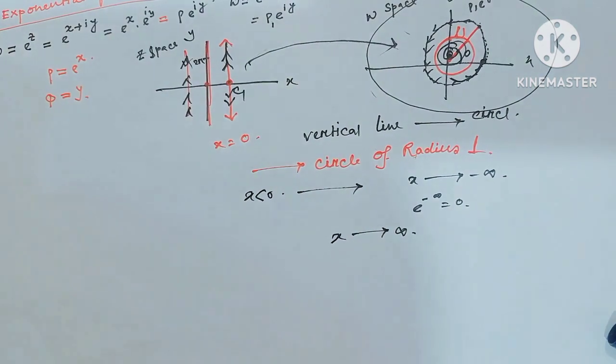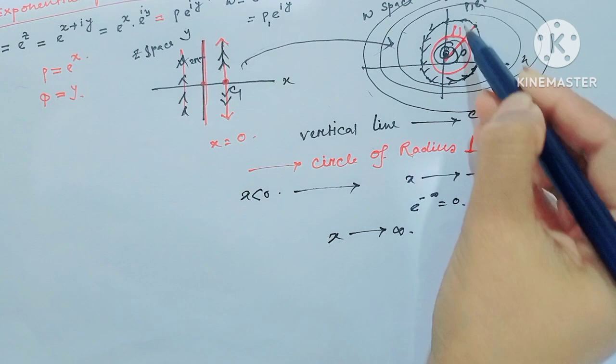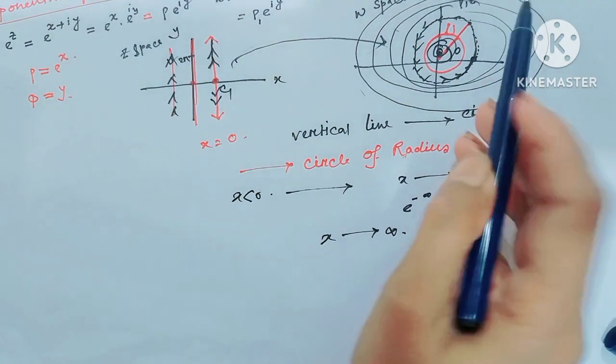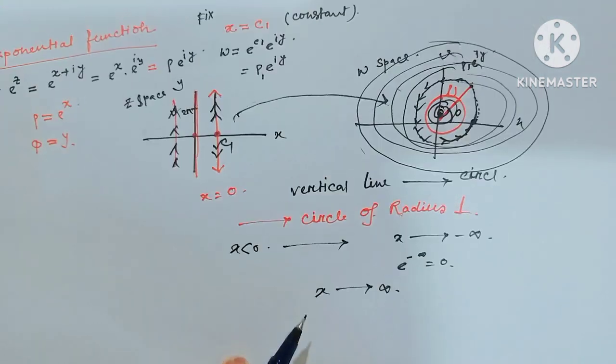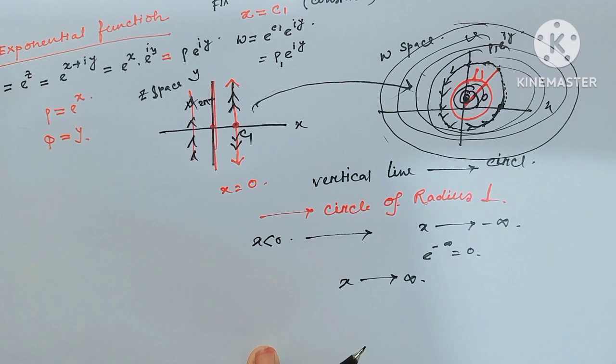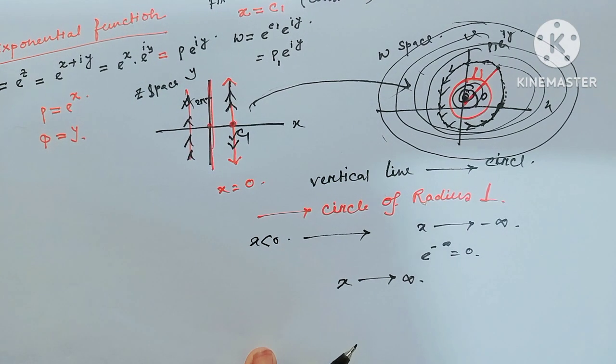That means the circle would be of such a type. And when x goes to infinity, it covers the whole complex plane. It would always be a circle. That means all vertical lines always map to circles.